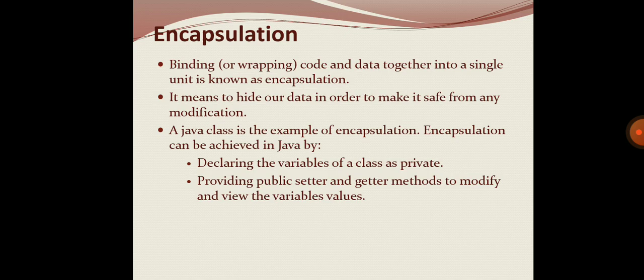Next is encapsulation, that is, binding of code and data together into a single unit is called encapsulation. It means hiding the data to keep it safe from any modification. The best example is the medical capsule, where the drug is always safe inside the capsule. Similarly, through encapsulation, the methods and variables of a class are well hidden and safe.